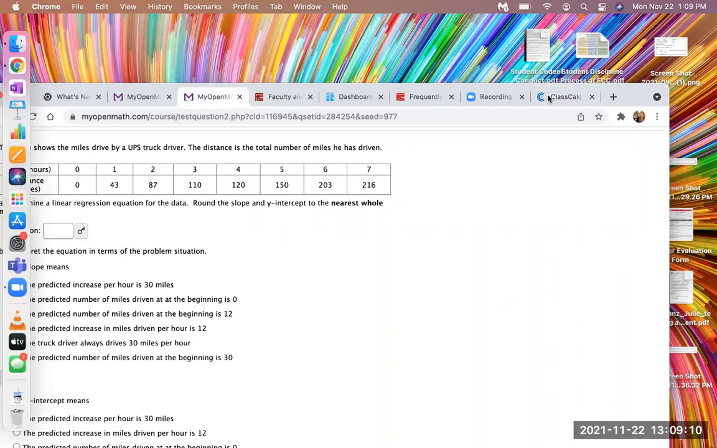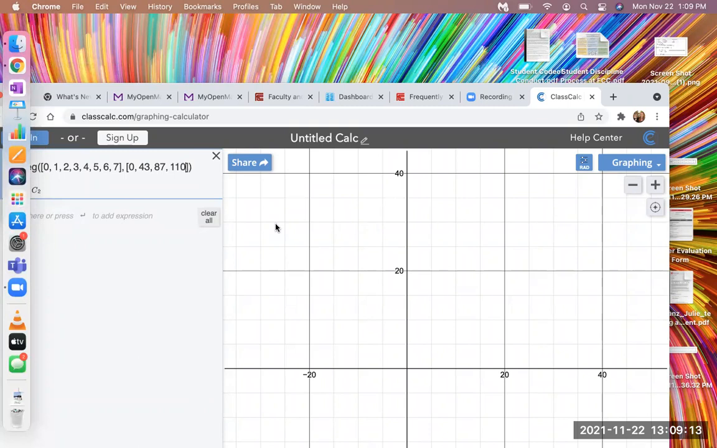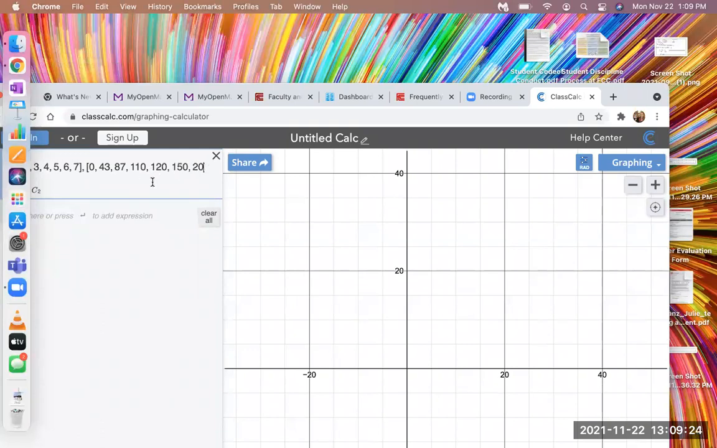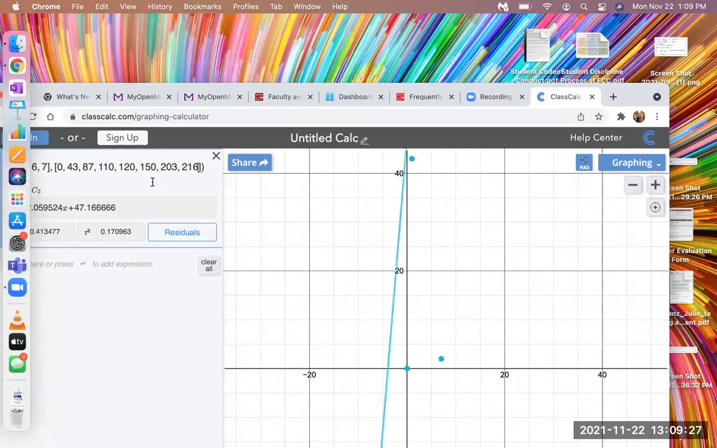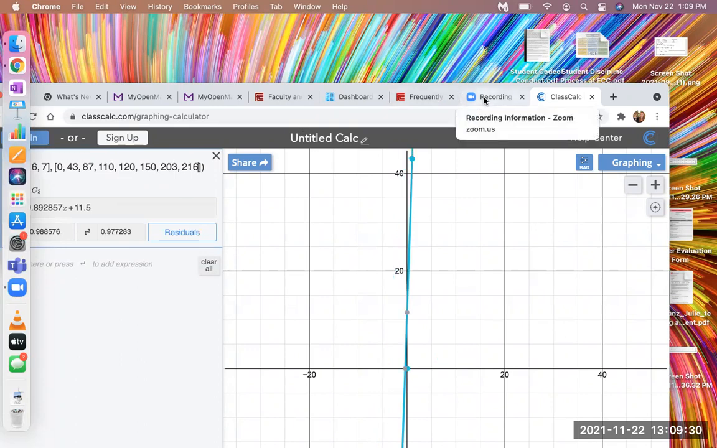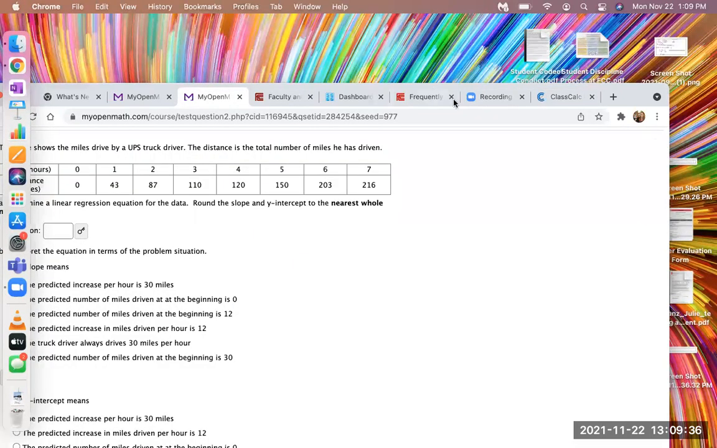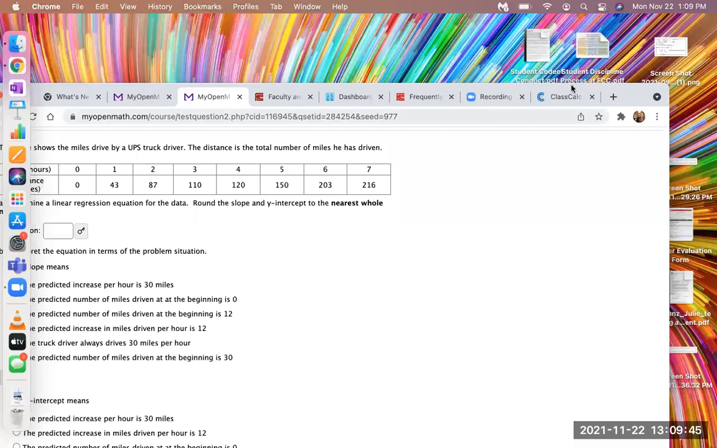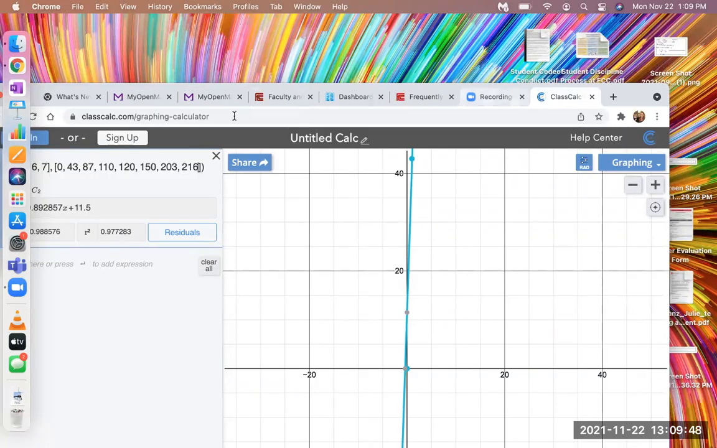110, 120, 150, and 203 and 216. Okay, I think I got them all. Then you just double check your numbers: 0, 43, 87, 110, 120, 150, 203 and 216. That looks good.